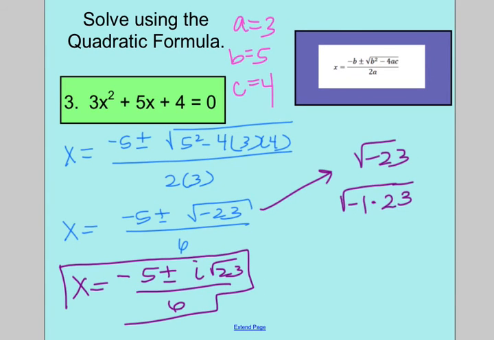Okay. So that is examples 1, 2, and 3 using the quadratic formula. If you have any questions on that, please let me know. If you'd like a break before we get to the word problems, now would be a good time to pause the video. Otherwise, we're going to move on and finish up with these last 2 word problems.